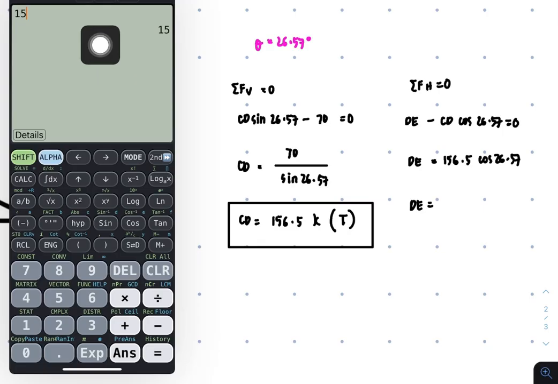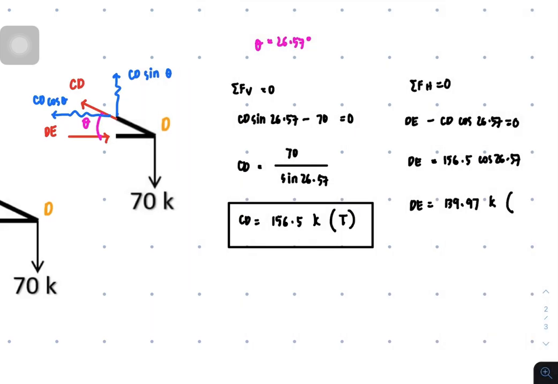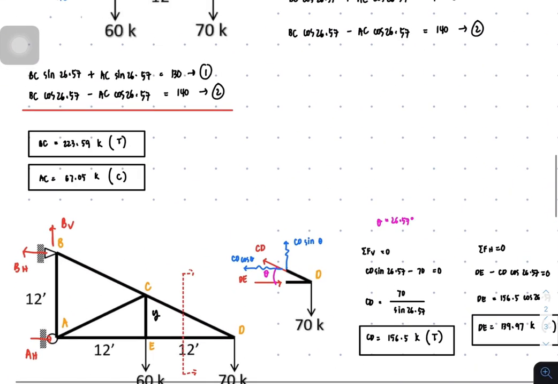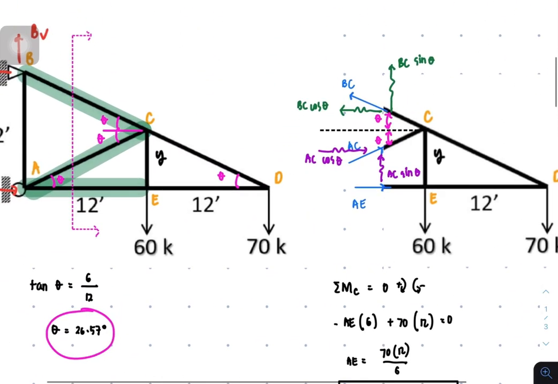So DE now is, let's solve for DE. It's 156.5 cosine of 26.57. So that's 139.97, and this is in kips, and we obtain a positive value because our assumption of DE to be compression is correct. And here we now have the two unknowns. So let's just update. So we're through here and also here.